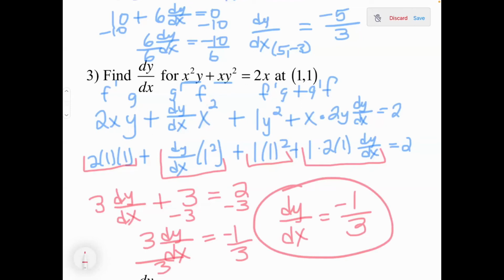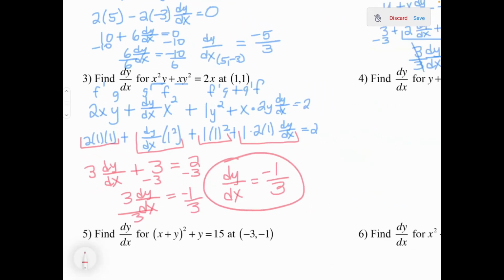That would be our derivative, the slope of the tangent line of this curve. This curve, you can type into Desmos exactly like it looks. It's probably not going to be a function, probably going to be some cool looking curve, but the slope of the tangent line at (1, 1) is -1/3.